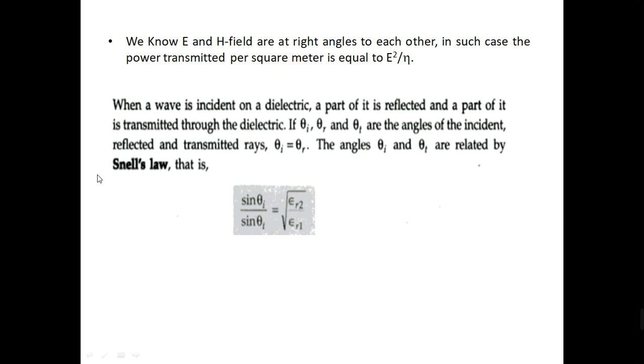Now here I am going to define the angles: theta I, theta R and theta T are the angles of the incident, reflected and transmitted rays, where the angle of incidence is equal to the angle of reflection. This can be defined according to the law of reflection. And the angles theta I, the incident angle, and theta T, the transmitted angle, are related by Snell's law, that is sin theta I by sin theta T is equal to the square root of the relative permittivity of medium 2 to that of medium 1.